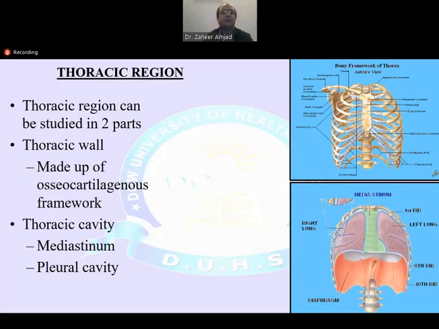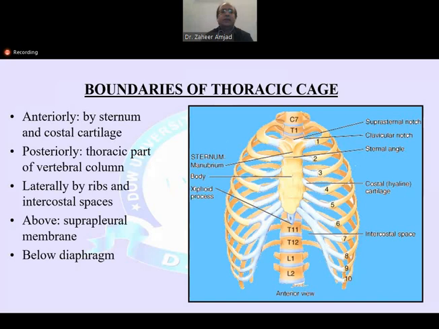The thoracic cage, if you talk about the thoracic cage, it is bounded anteriorly, as you can see here, by the sternum, having the manubrium, the body of the sternum, and the xiphoid process, joined by secondary cartilaginous joints. Secondary cartilaginous joints are slightly movable joints having some fibrocartilage in the center within the cavity.